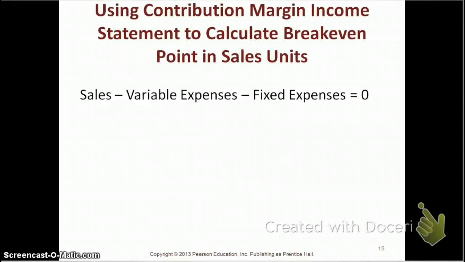First, let's take a look at the contribution margin income statement method to calculate the break-even point. Using this method, we calculate our break-even point in sales units. So the number of units will be our answer. Your contribution margin income statement says sales minus variable expenses minus fixed expenses is equal to your operating income. At your break-even point, your operating income is 0. So we get sales minus variable expenses minus fixed expenses is equal to 0. Let's assume that X is our sales volume at break-even, and that we're going to solve for X.